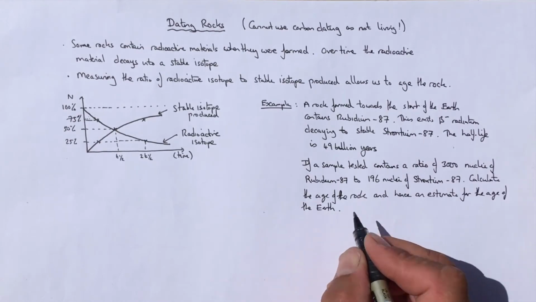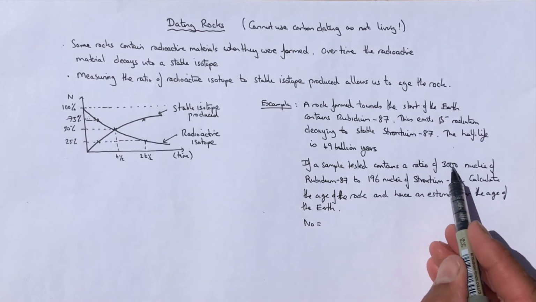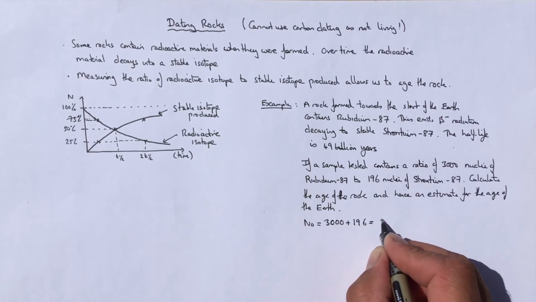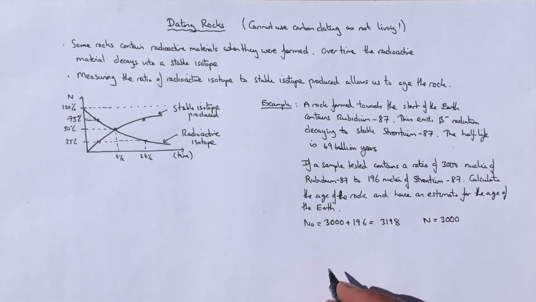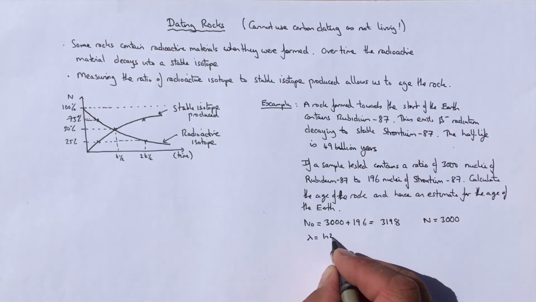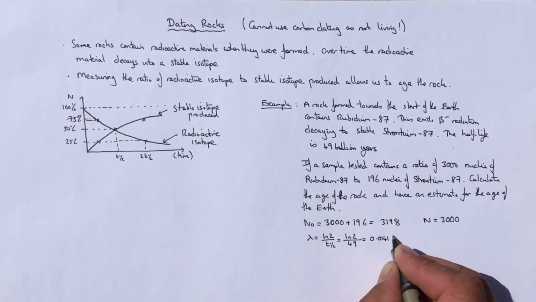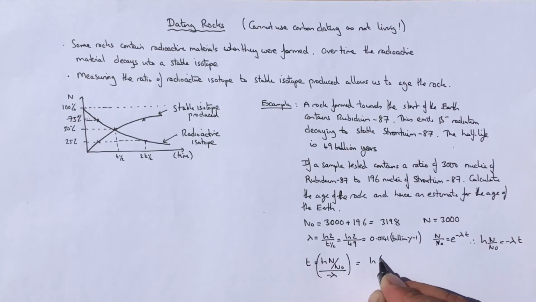N0 will be the initial amount of rubidium. Seeing as we have 196 nuclei of strontium, which were originally rubidium, then the total number of rubidium nuclei for this same ratio will be the two added together. Next, we need to calculate the decay constant. We can keep t to the half in billions of years. This will give us a time in the end in a unit of billions of years. Using N over N naught is e to the minus lambda t, and taking logs and rearranging gives us the age of the rock and an estimate for the age of the Earth.